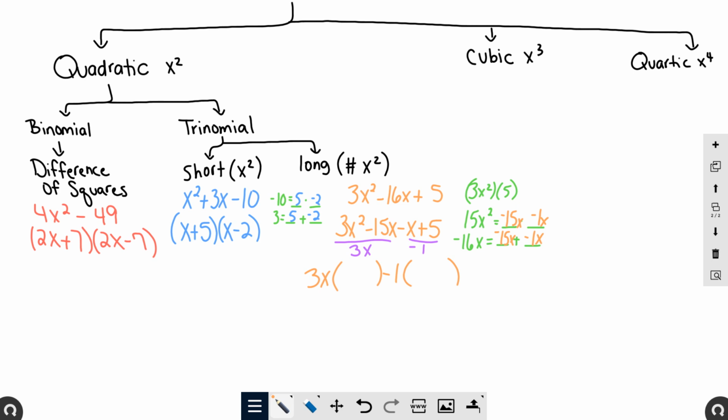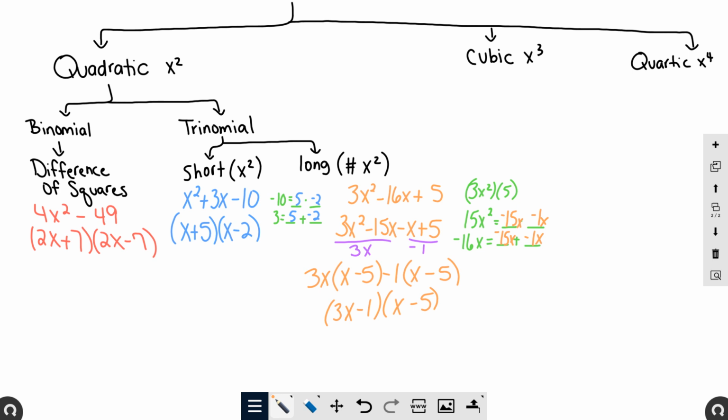We're left with, in both cases, x minus 5. That's right. So my two parentheses are, and there we go. We have our two parentheses.